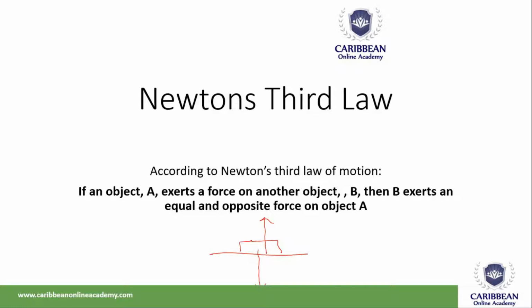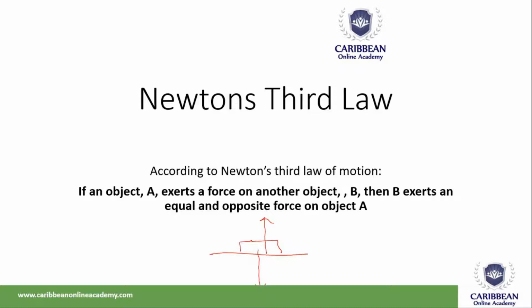On the screen here, you can see that Newton's third law says that if an object A, any object so to speak, exerts a force on another object, which we'll call object B, then B will exert an equal and opposite force on object A. So that's what Newton's third law is from a worded standpoint.